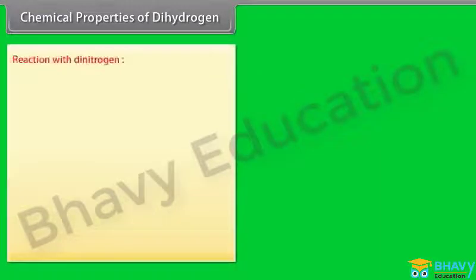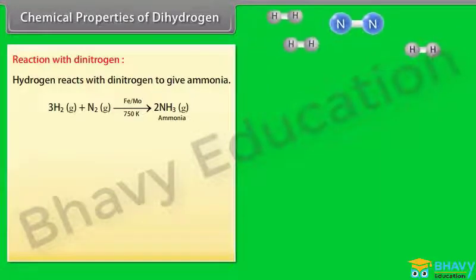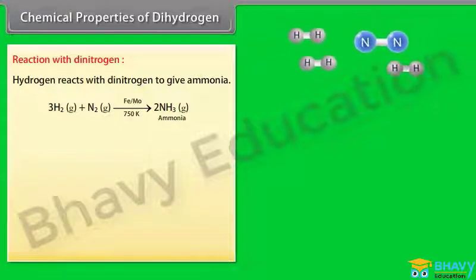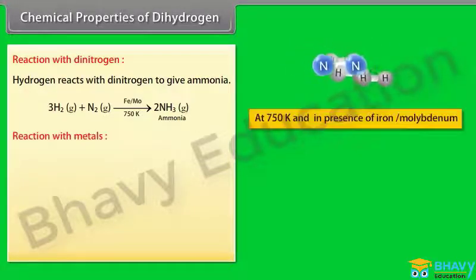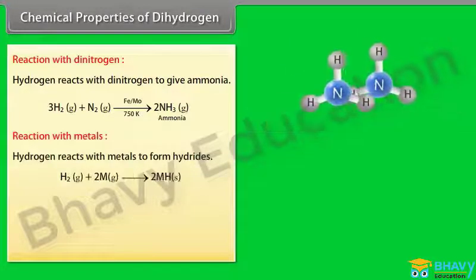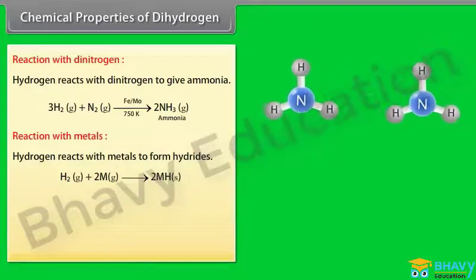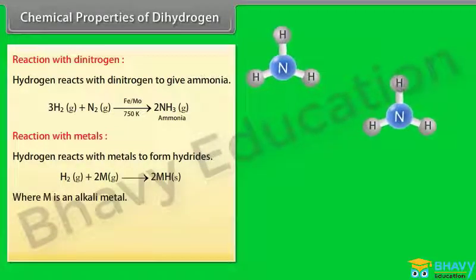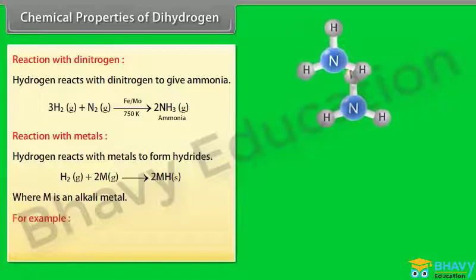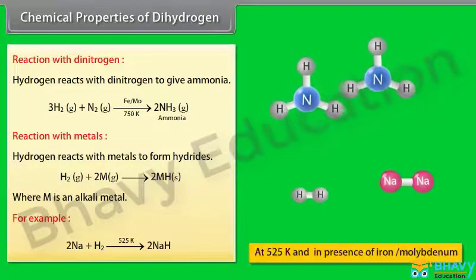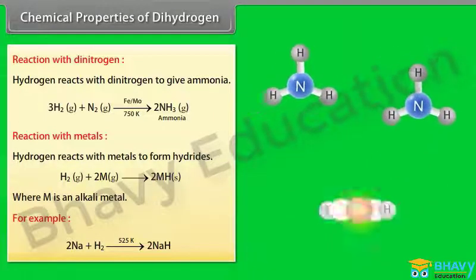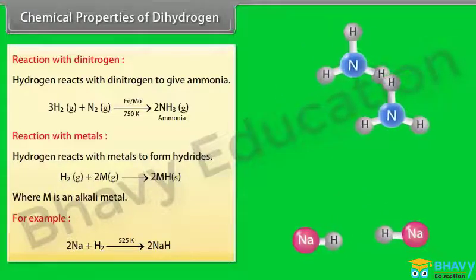Chemical properties of dihydrogen. Reaction with dinitrogen. Hydrogen reacts with dinitrogen to give ammonia. Reaction with metals. Hydrogen reacts with metals to form hydrides, where M is an alkali metal. For example, 2Na plus H2 at a temperature of 525 Kelvin gives 2NaH.